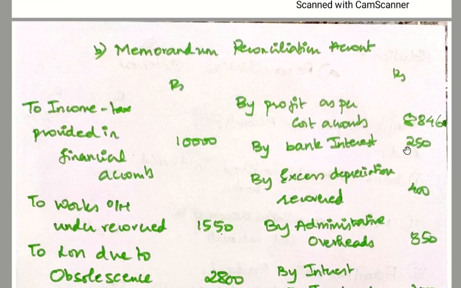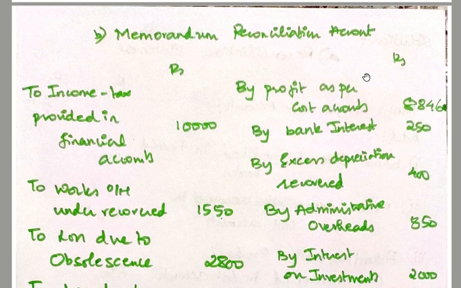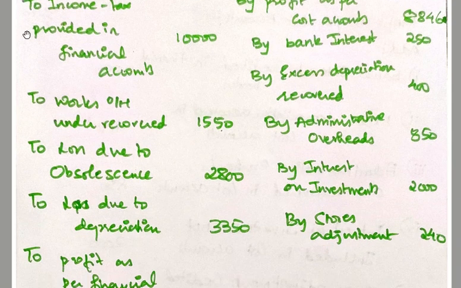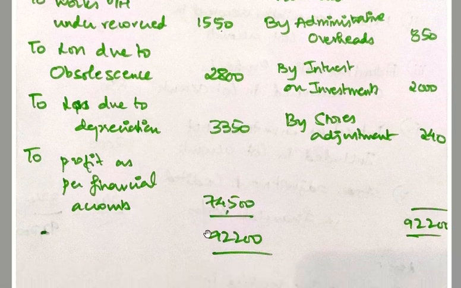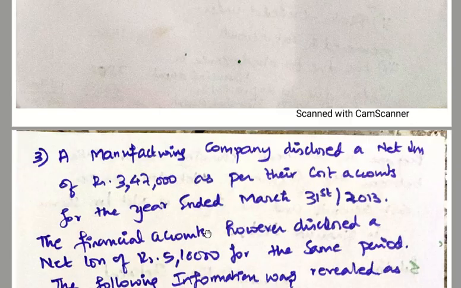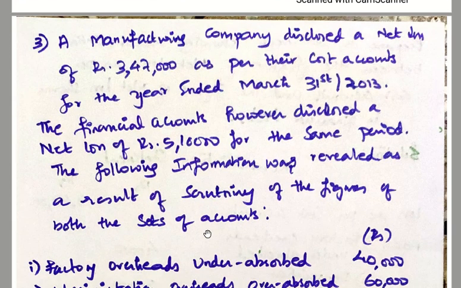So now the memorandum reconciliation account. If you see the memorandum reconciliation account, you start with profit as per cost account, which is 88,460. Whatever you have added, you will credit it, all the incomes, and whatever we have minused, we will debit it. So the resultant figure, which is a balancing figure, is the profit as per financial account, which is 74,500, which is equal to our financial account. So right now we have reconciled. So moving on to the next question.